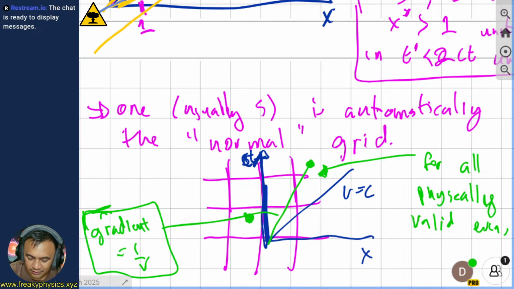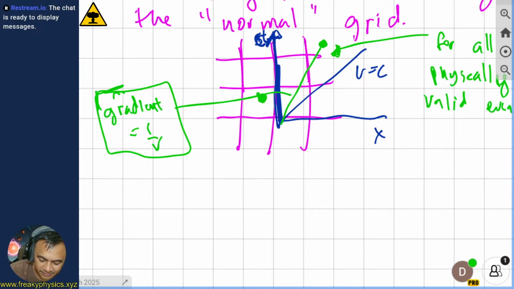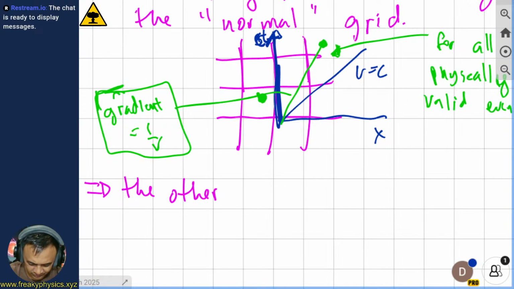Now the other part here is what happens to the other one. So let's draw another line for S prime. Let's draw S prime to be like this for now. That's S prime, and that's S.